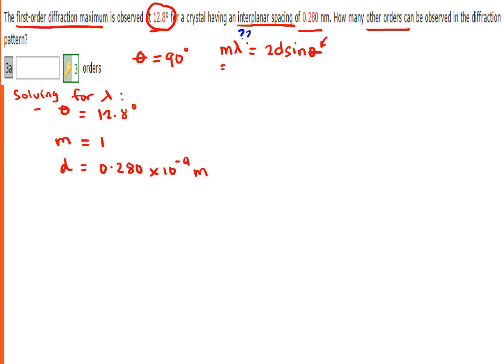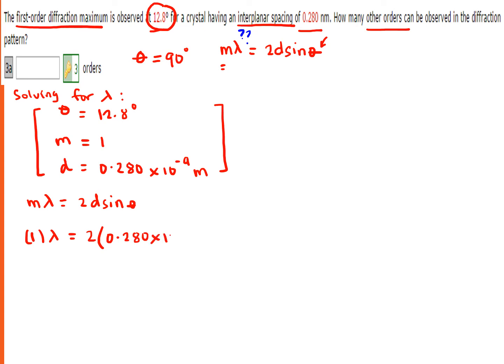Now let us substitute these givens to Bragg's law. We have m lambda is equal to 2d sine theta. Our m is equal to 1. Lambda is what we need to solve for. 2 multiplied by the interplanar spacing d, which is 0.280 times 10 to the power of negative 9, multiplied by sine of the angle, which is 12.8 degrees. So we could simply solve for our lambda.